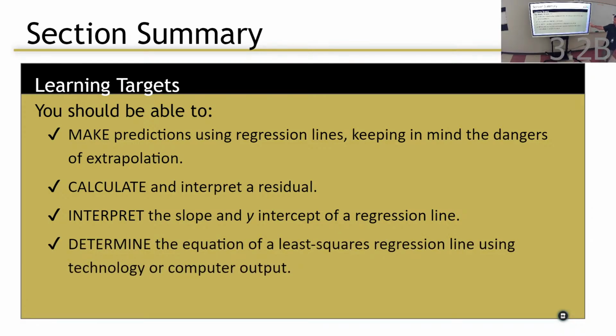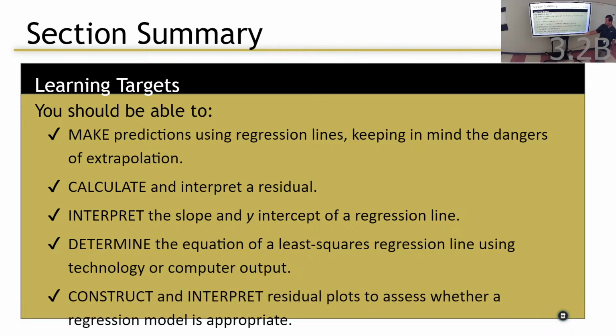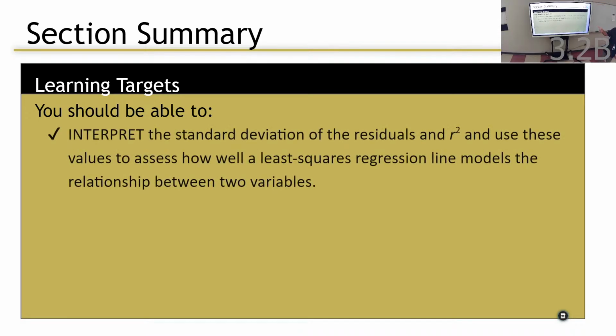Determine the equation of the least squares regression line using technology or using computer printout output. I hope that you construct and interpret a residual plot. Assess whether the regression line is appropriate or not, okay? I hope that you can interpret the standard deviation of the residuals, R squared, the percent of variation, and use these values to assess how well a least squares regression line fits. You should be able to go from all these, right?